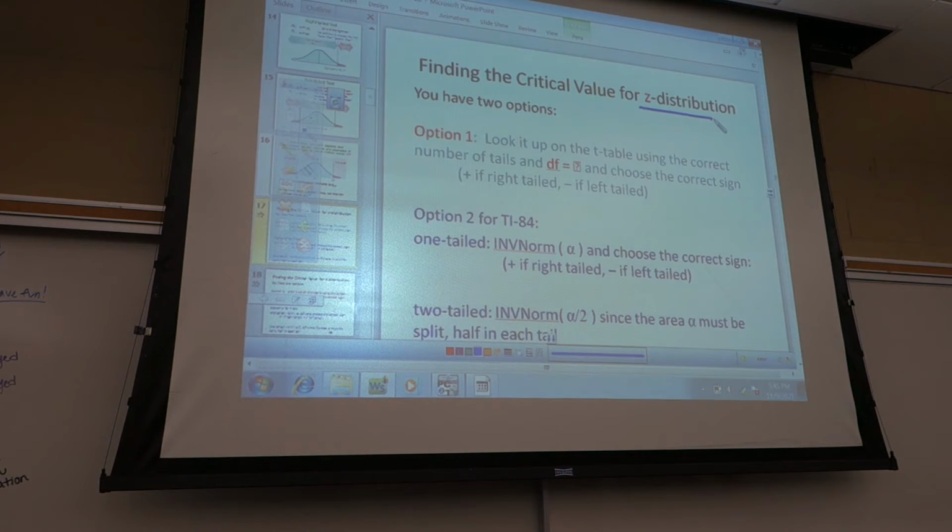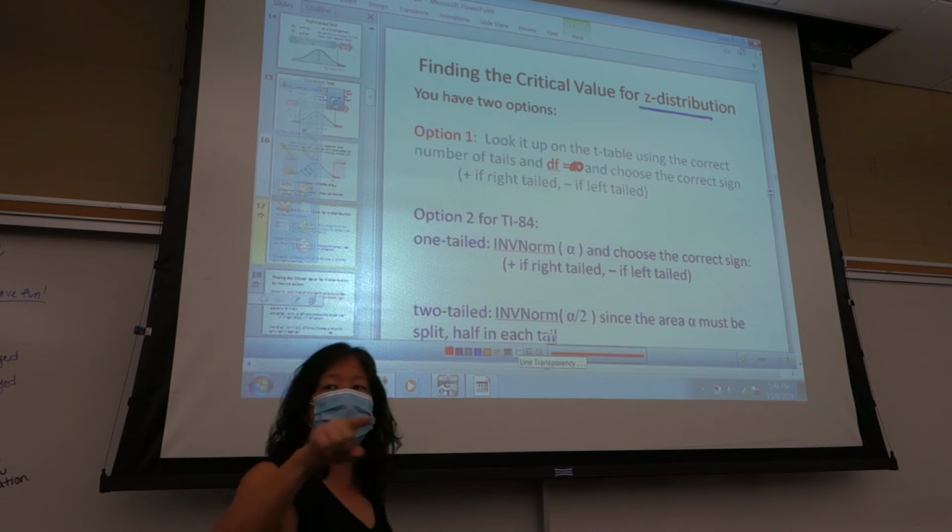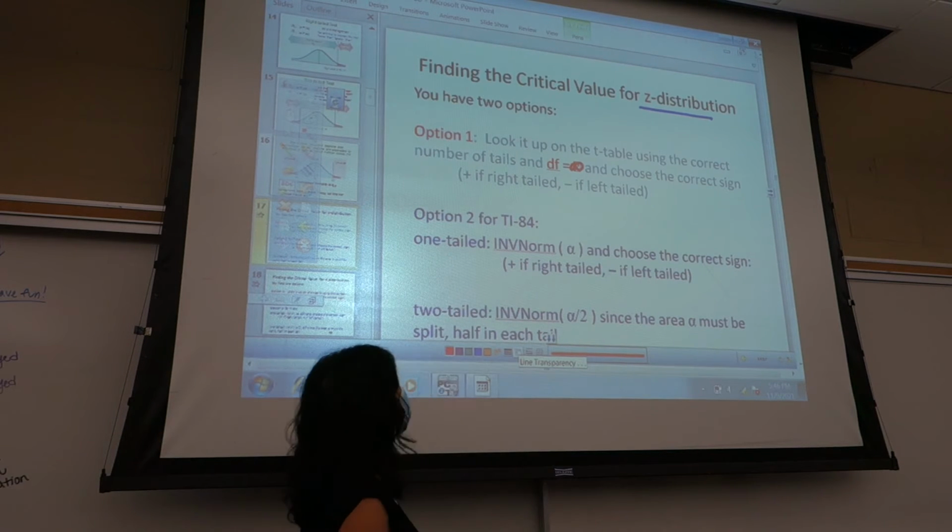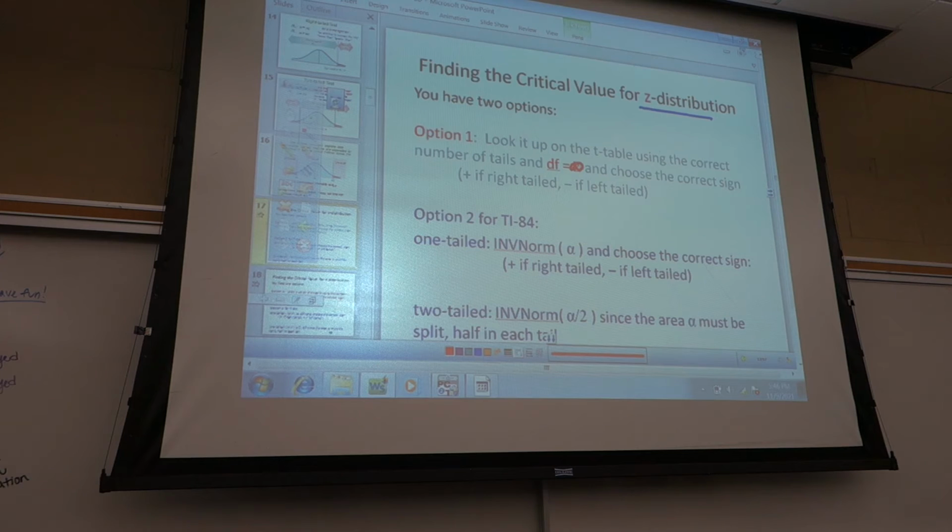Option 1, the one I want you to use, is look it up in the t table using the correct number of tails and degrees of freedom of infinity. Remember the very last row, degrees of freedom is infinity. That's your z-scores. That's your little z table. Option 2, if you have a TI-84, you can do the more complicated version, but I'm not even going to go there because there's no reason for you to do that.